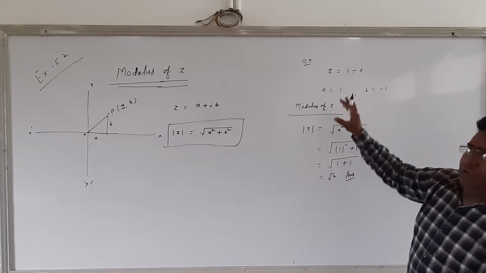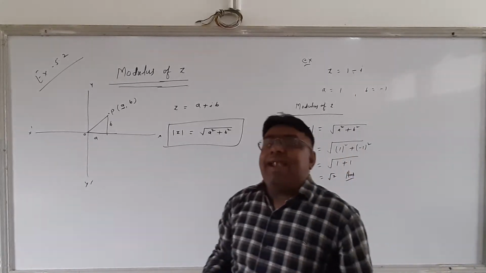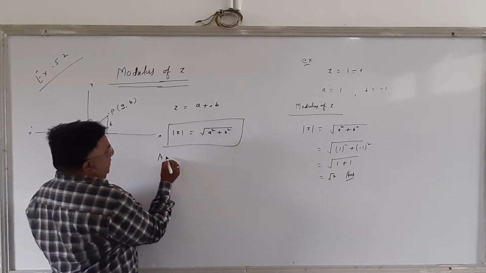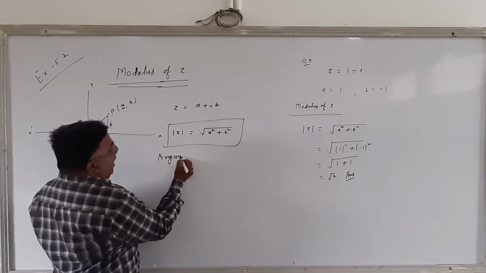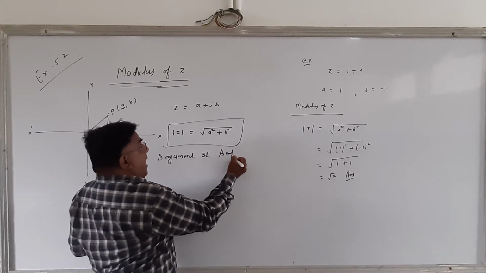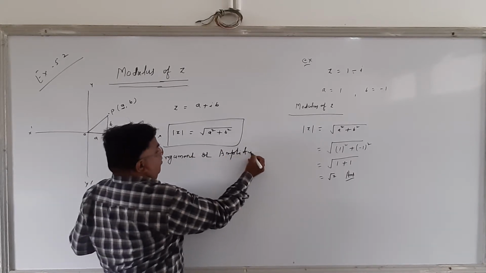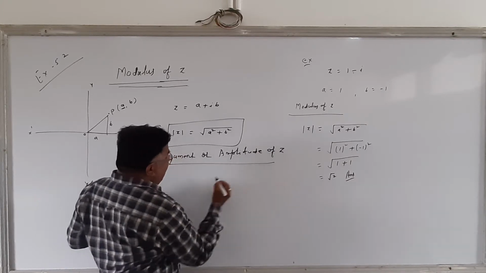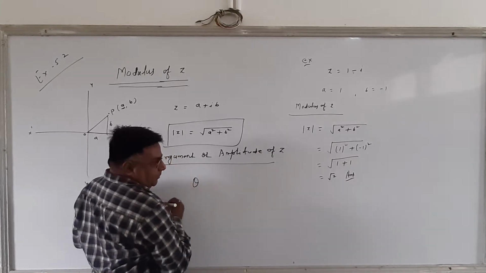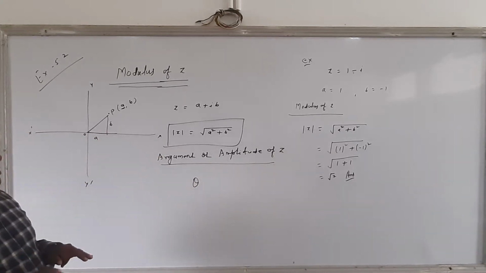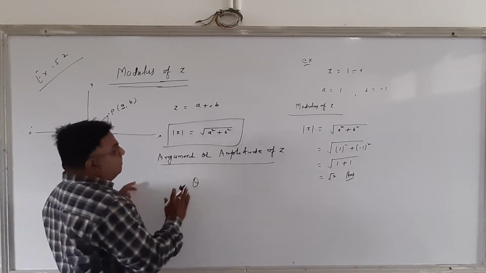But for the same question, find the modulus and argument. Now look here, students, what is argument? Argument is the other name for amplitude of z, denoted by theta, right? This topic can be solved by two methods, but now we use a very simple method.